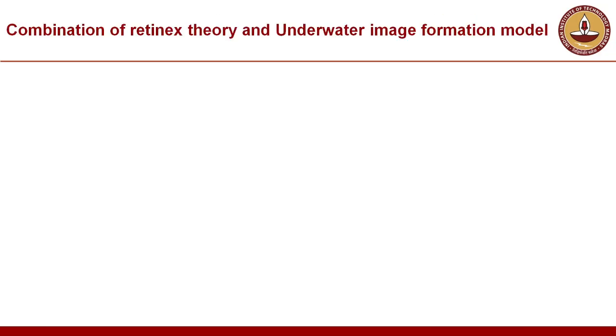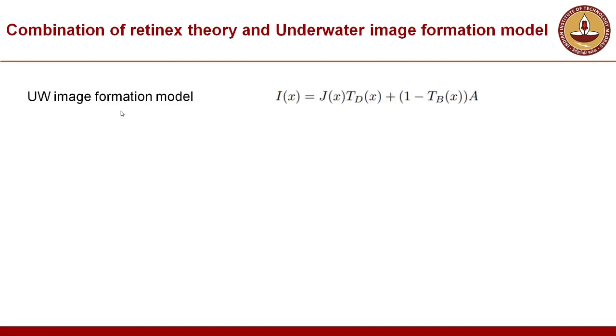So we used a combination of Retinex theory and the underwater image formation model. The normal underwater image formation model can be written like this: I(x) = J T_D + (1 - T_B) A, where I is the input underwater image, J is the scene radiance, T_D and T_B are transmission maps corresponding to the direct signal as well as the backscatter signal, and A is the global background light.